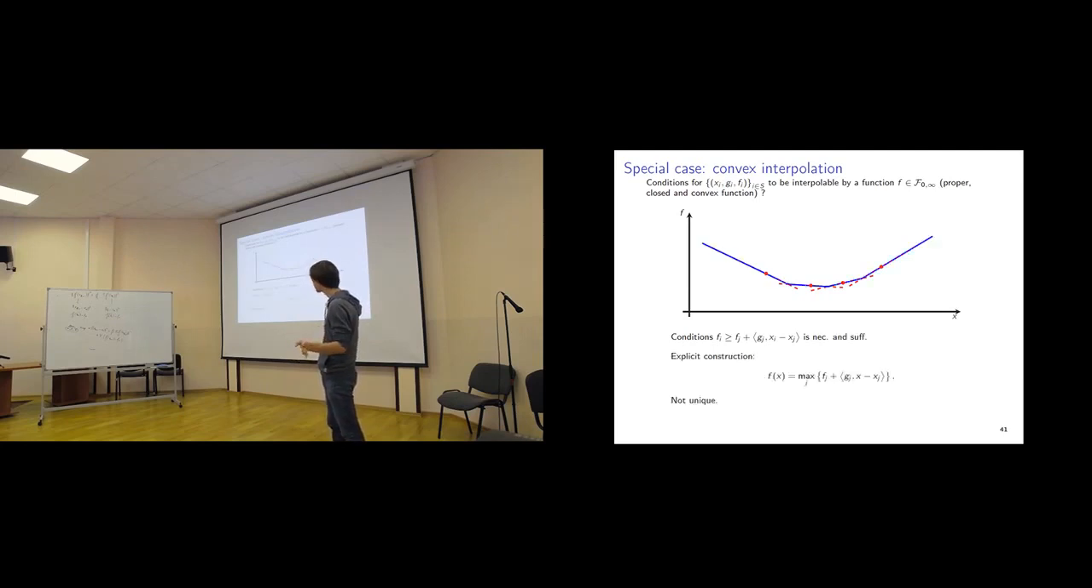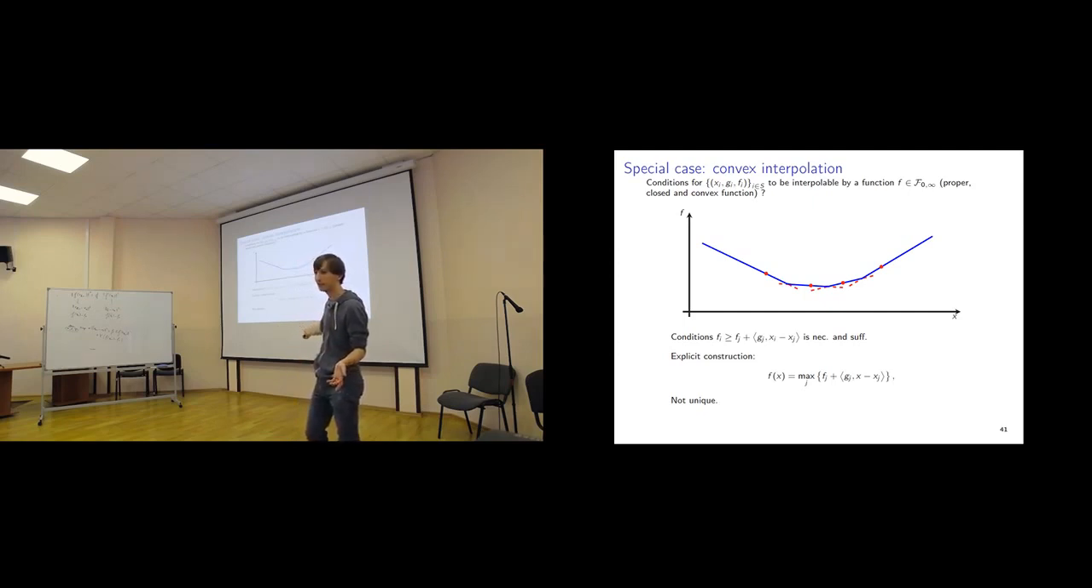Now my claim is that it's actually also sufficient. If you do that, this blue reconstruction is a convex function, under the condition that this is true for all pairs. You can always reconstruct such a function. So this is a necessary and sufficient condition for convex interpolation, which is good news because it's pretty simple. Any questions?